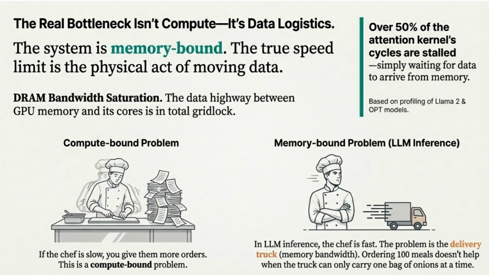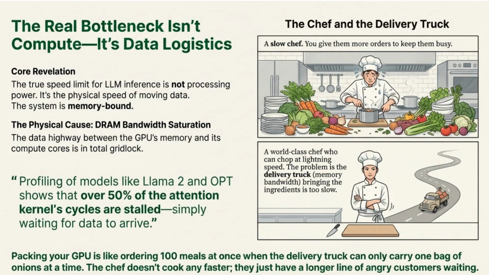On the right, we have memory bound. Now the chef is fast, very fast. But the delivery truck bringing ingredients, it can only carry one bag of onions at a time. Doesn't matter how many orders you give the chef, everyone is waiting for that slow truck. That truck is your memory bandwidth, the highway between GPU memory and the processing cores. In LLM inference, your chef is fast, but your truck is slow.